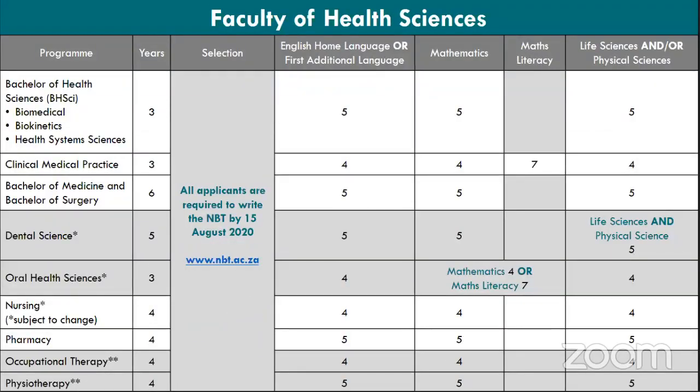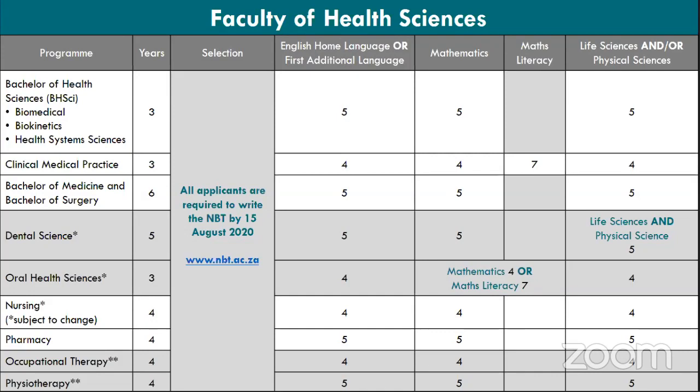Faculty of Health Sciences. Now, this is one of those faculties that we don't count APS scores. It's actually the one faculty that we don't count APS scores. But you still need to meet certain levels in order for you to stand a chance maybe to be able to make it into Wits. Now let's start at the top.